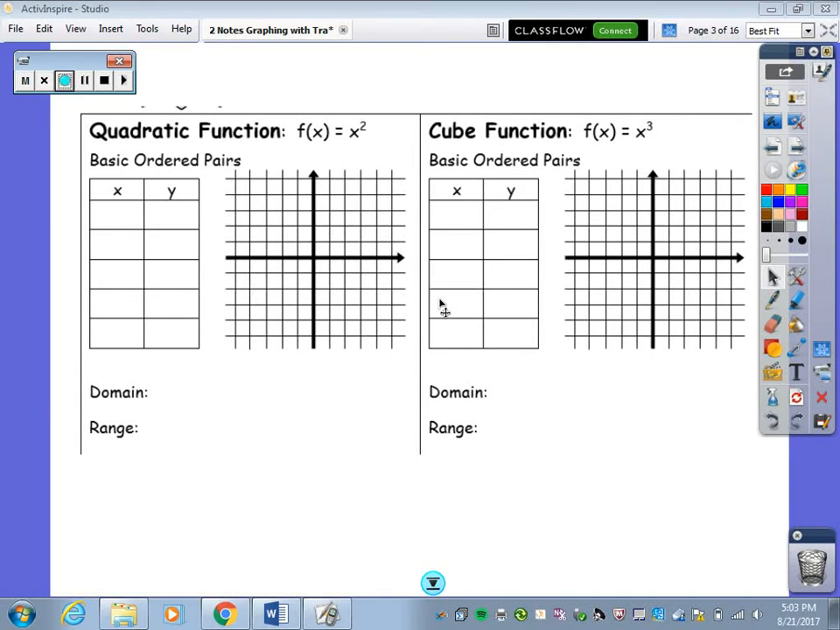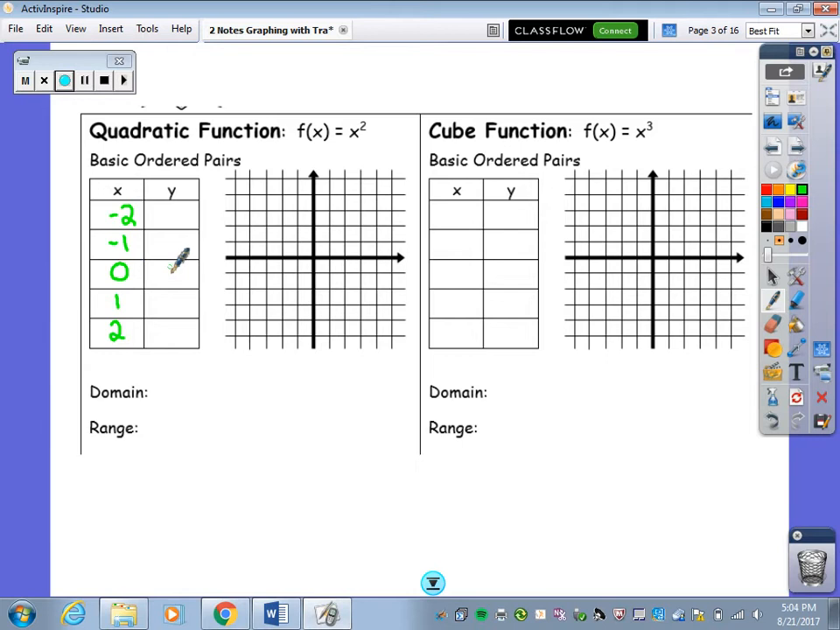In order to do transformations, the first thing you need to know are your parent functions. So the first parent function is the quadratic function, which is f of x is equal to x squared. Some numbers that can help represent this function would be when x equals 0, -1, -2, 1, and 2.